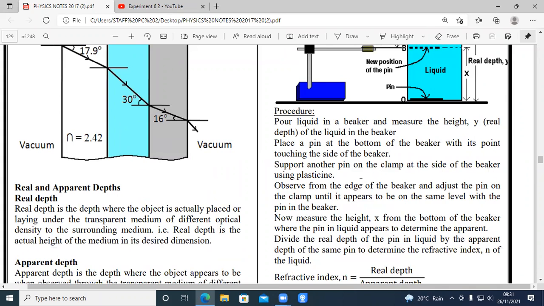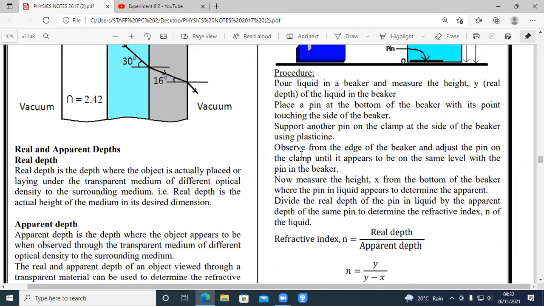So after doing that, support another pin on the clamp, on the retort stand, at the side of the beaker using the plasticine. The plasticine is something sticky, elastic in nature, so we can use it for fixing in the lab. That's what we use, like you have seen from the video. What the other person was using was that one. We call it the plasticine. It is also elastic in nature.